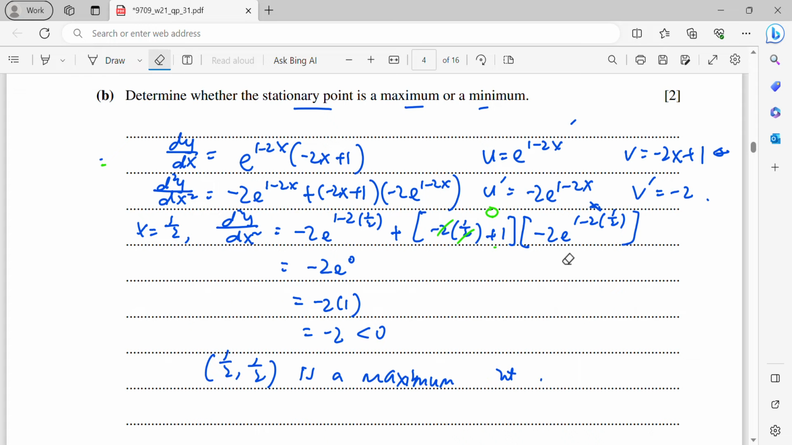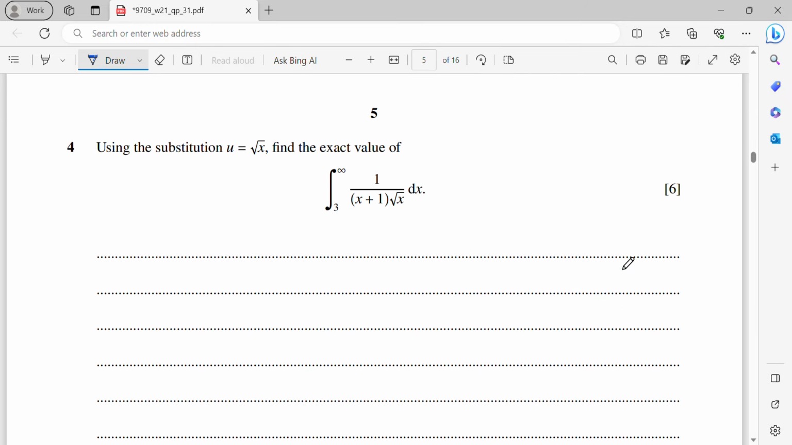Okay, so that's the solution of this question. So this is a maximum point. Right? Now for question number 4. Using the substitution u equals square root x, find the exact value of this integration.